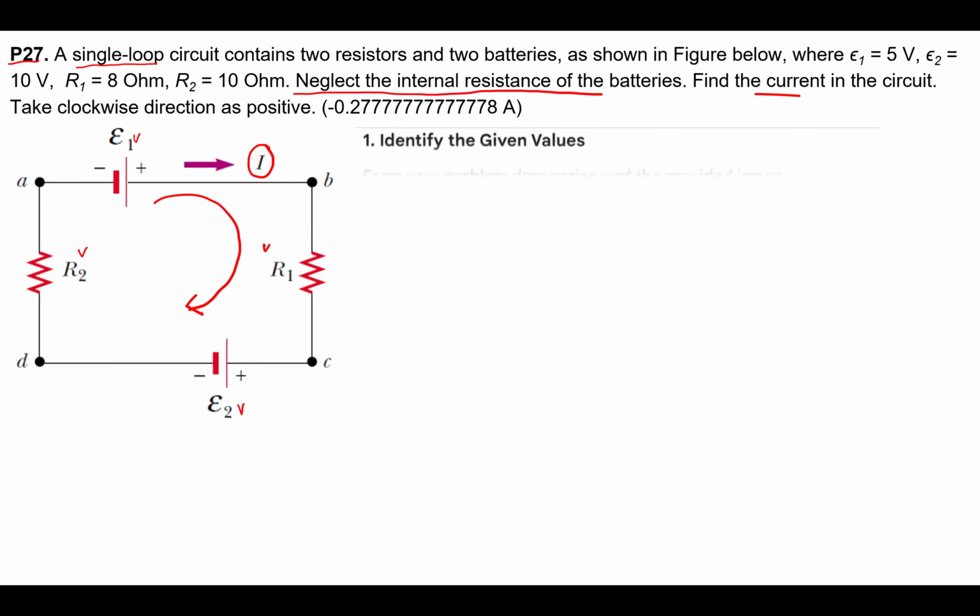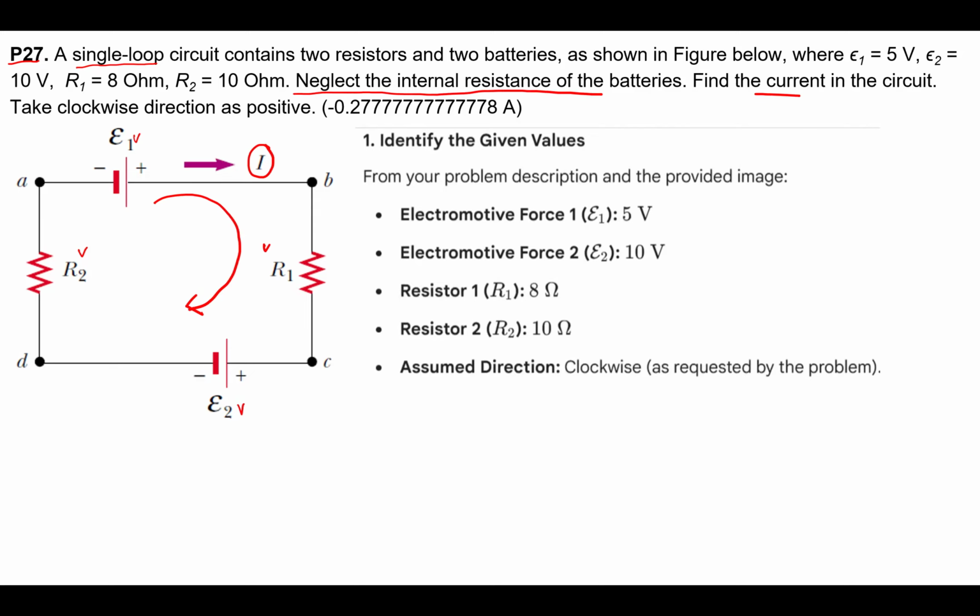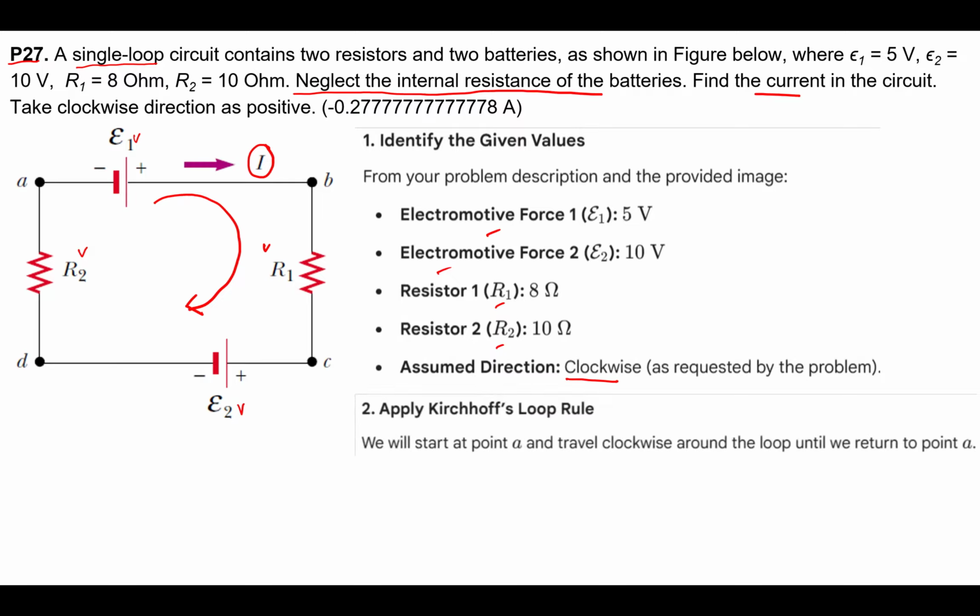Okay, let's see. Electromotive force 1 is given, 2 is given, R1 is given, R2 is given, and the assumed direction of the current is clockwise. Then we are going to apply Kirchhoff's loop rule. We start at point A and travel clockwise around the loop until we return to point A. That's the loop.